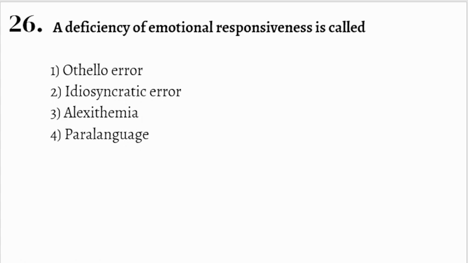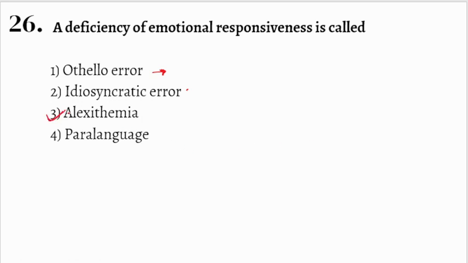Othello error is no such word. There is Othello syndrome, wherein the person feels really paranoid, and it has been taken from the play written by William Shakespeare. Idiosyncratic error has to do with the grammatical error that we have, and alexithymia is actually the deficiency of emotional response showcased by the person.